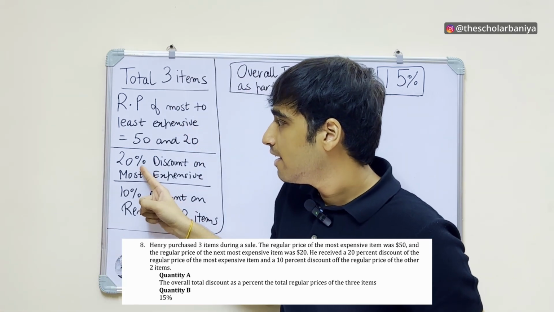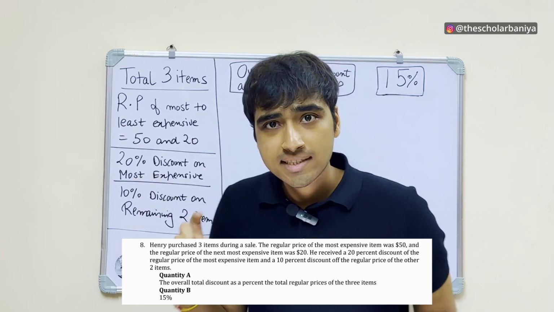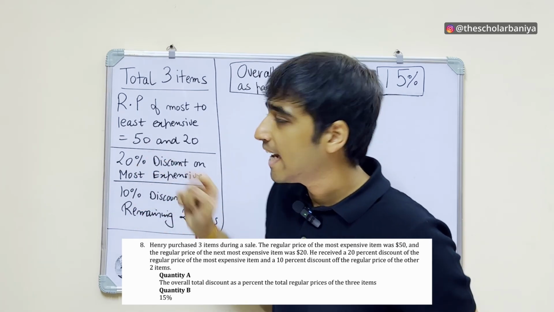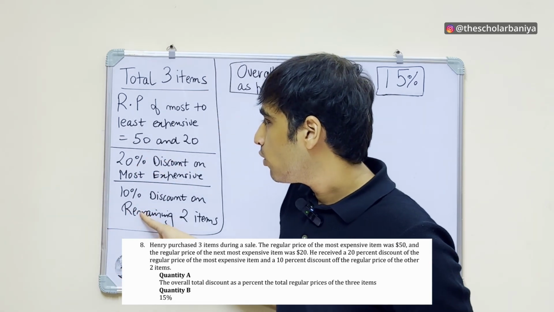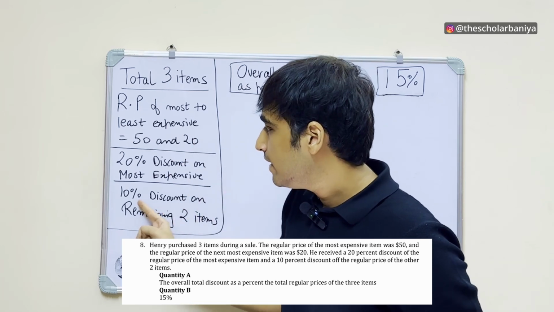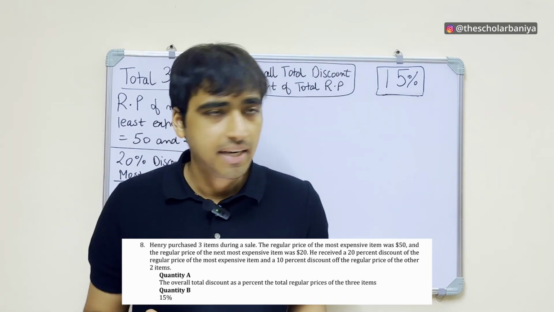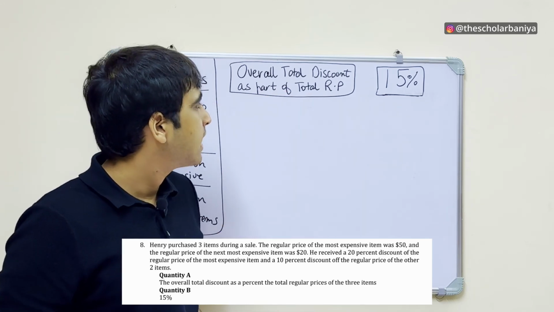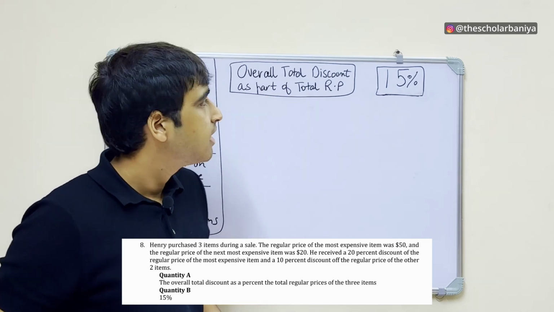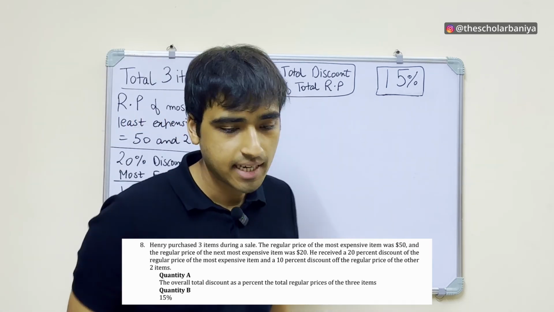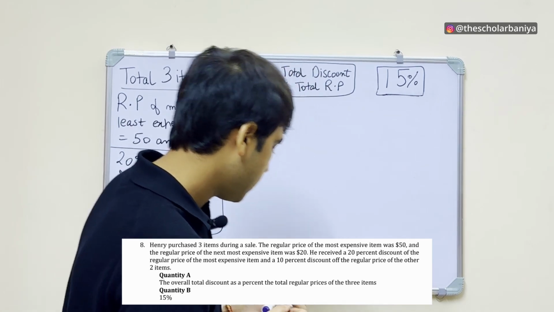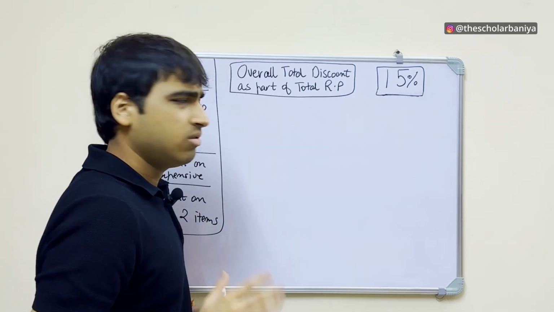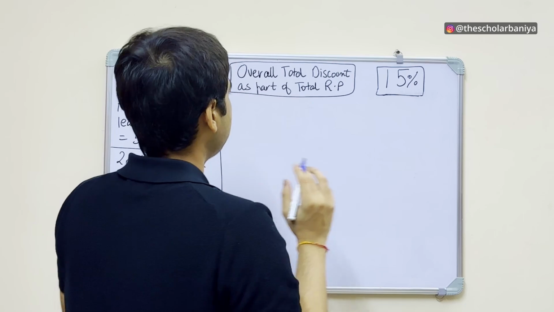And it is also given that on the most expensive item, which is 50, we get a 20% discount, and on all the remaining 2 items, we get a discount of 10%, right? And we have to calculate the overall discount as a part of the total regular price and compare it with 15%, right? So nothing tough in this question, but let's proceed.